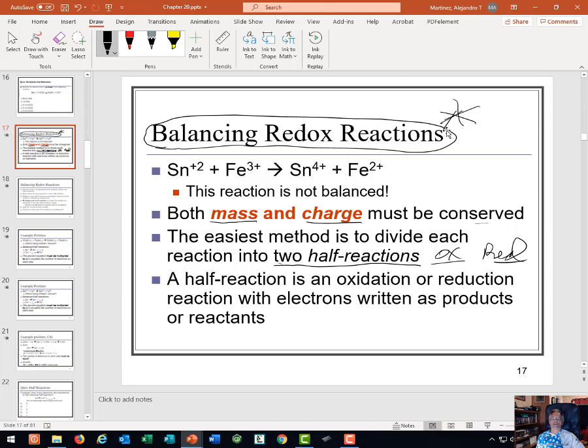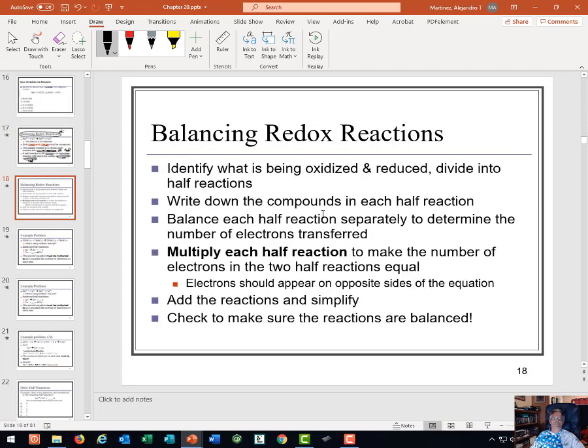And the easiest method is to split the reaction up into the oxidation half of the reaction and the reduction half of the reaction. So a half reaction is just an oxidation or a reduction. Oxidation is the loss of electrons. Electrons will be written as products in an oxidation half reaction, and electrons will be written as reactants in a reduction half reaction. We have a couple of specific steps that we're going to follow.